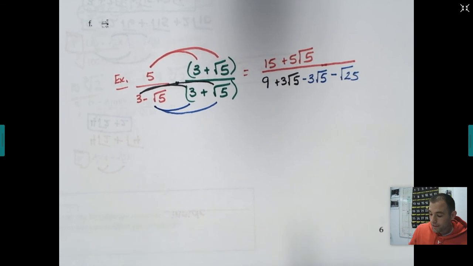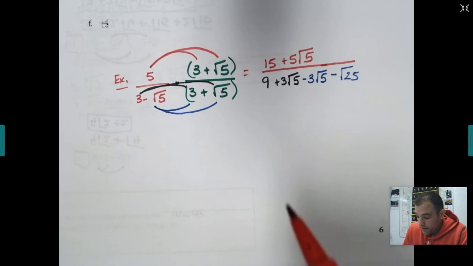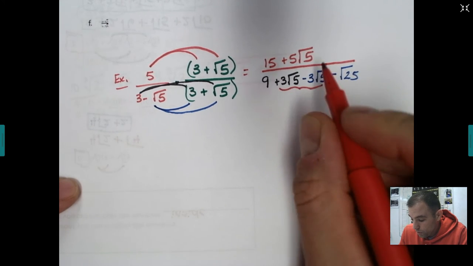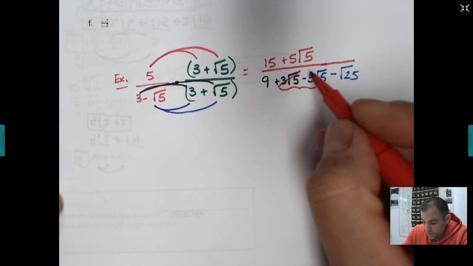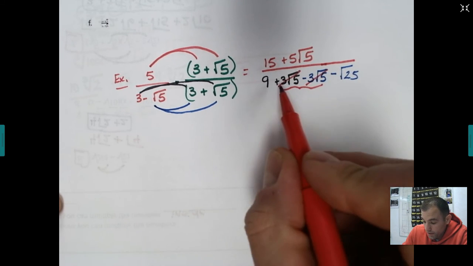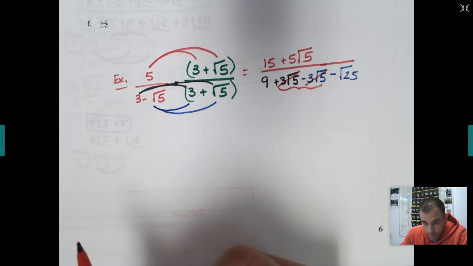And you're still probably like, yeah, but you have all these radicals in the bottom. Well, if we've done it right, some things should start to kind of cancel out for us. If you notice these two in the middle, one's positive 3 square root of 5, one's negative 3 square root of 5. So those are going to go away. 3 minus 3 is 0.